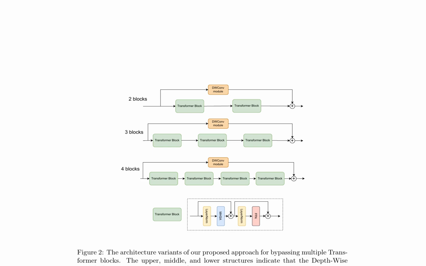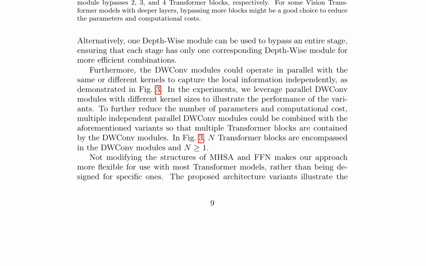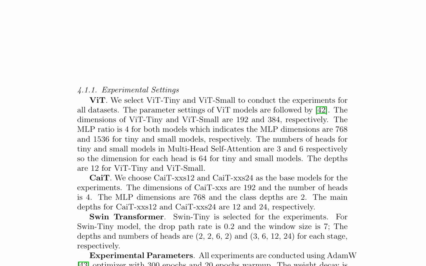This module can bypass 2, 3, or 4 transformer blocks, and its flexibility allows it to be applied to most existing vision transformer models without modifying the multi-head self-attention (MHSA) and feed-forward network (FFN) modules. The DW-Conv module captures local information independently through parallel operations, enhancing the transformers with minimal overhead. A complexity analysis reveals that the proposed approach is a lightweight module that can be easily integrated into various vision transformer models, such as the ViT-Tiny model, with negligible increased parameters and computations compared to the backbone.